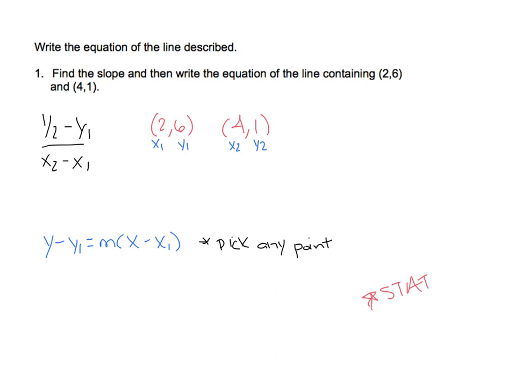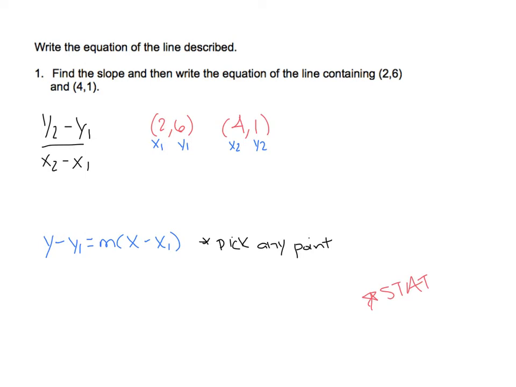So find the slope and then write the equation on the line containing these 2 points. So y2 minus y1 over x2 minus x1. Notice I've already taken the time to write out those 2 points and label them. I picked this as first point. This is the second point. So first thing I have to do is figure out what the slope is.